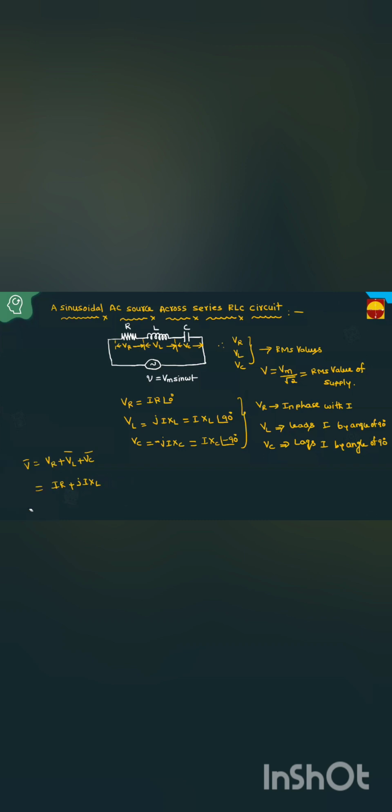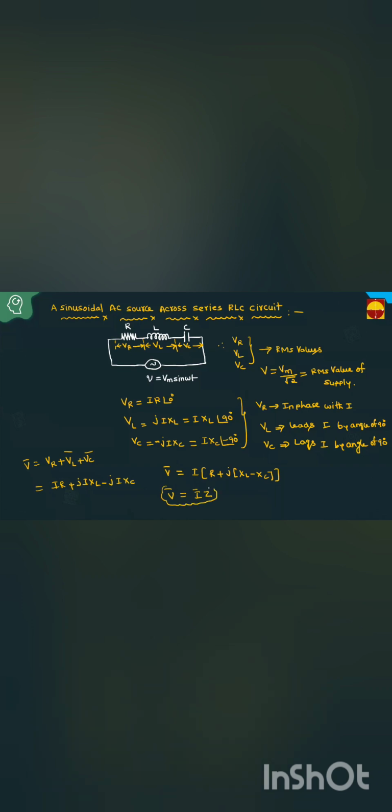So we write minus J into I into X. Then from this, what is V equal to, friends? Take I as common: R plus J into XL minus XC. Then V bar equals I into R plus J into XL minus XC. Now this is the impedance of the series RLC circuit.